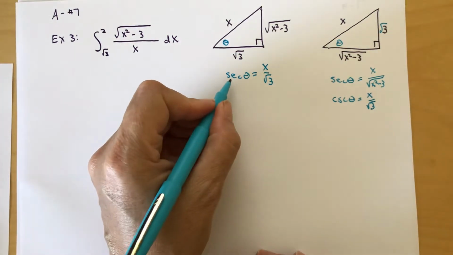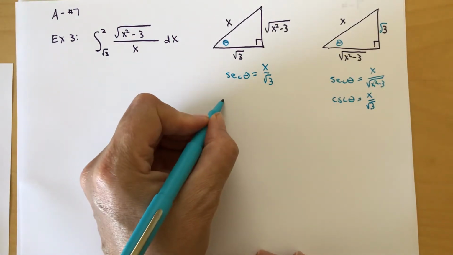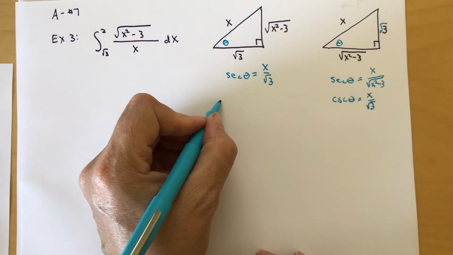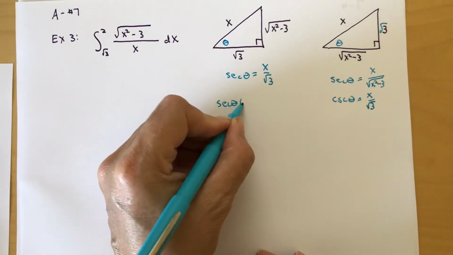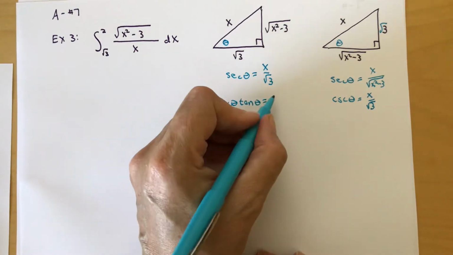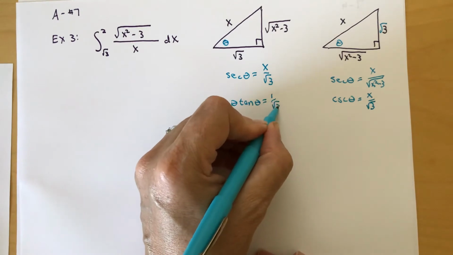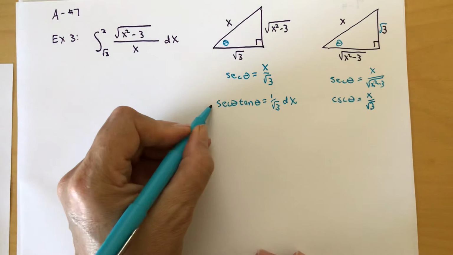All right, so to get the dx to be replaced, I'm going to take the derivative of this. The derivative of secant theta is secant theta tangent theta d theta, and the derivative of this will be 1 over root 3 times dx. Oh, and I forgot the d theta there.